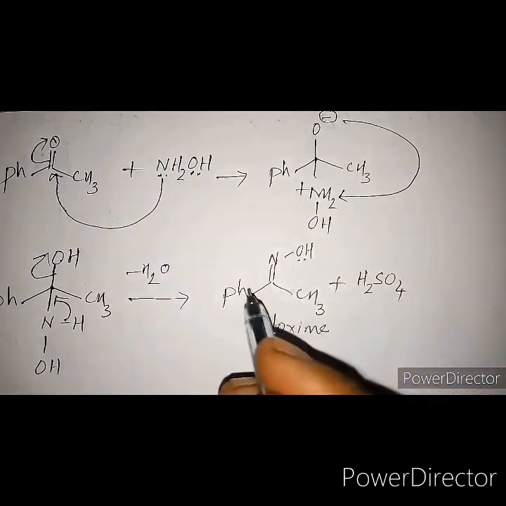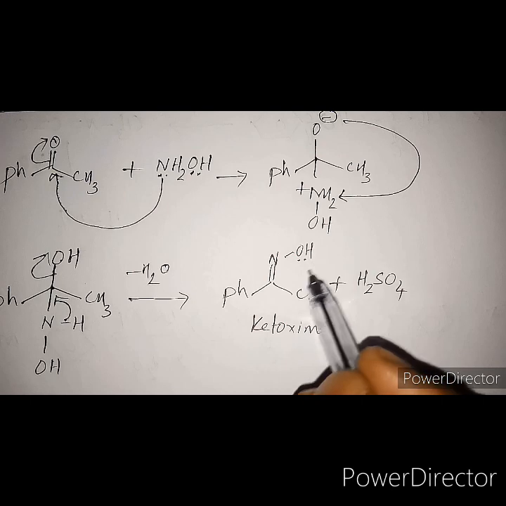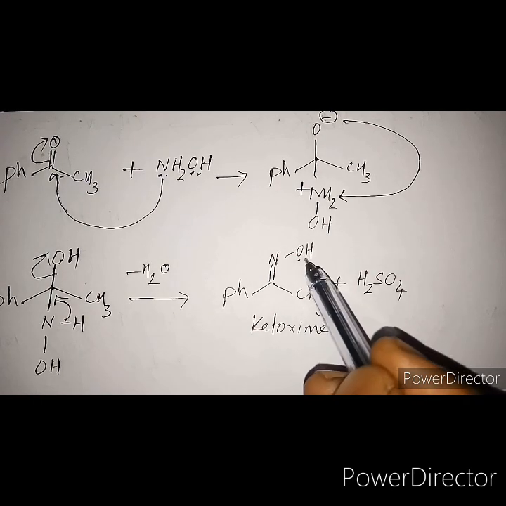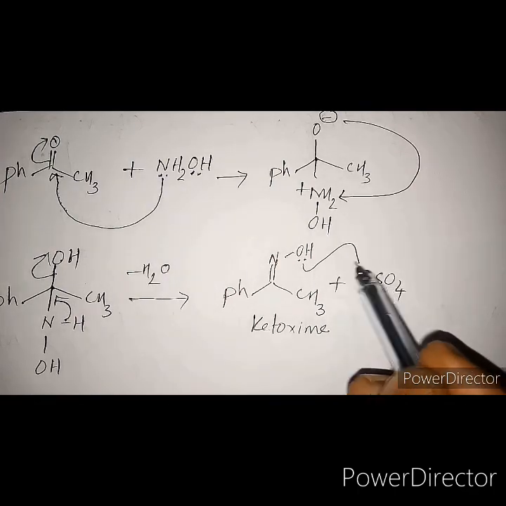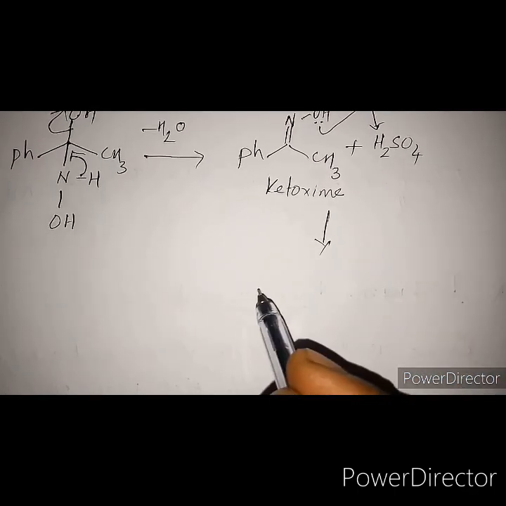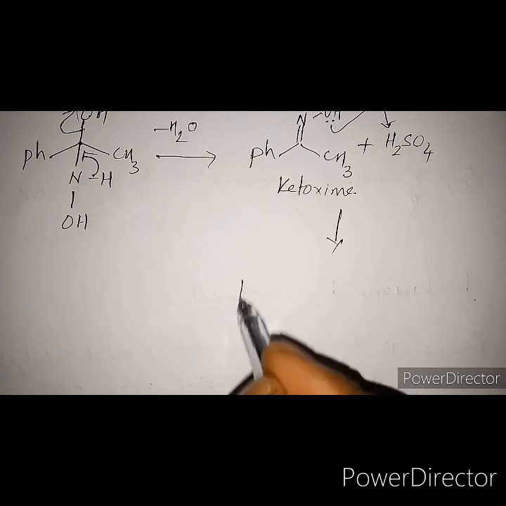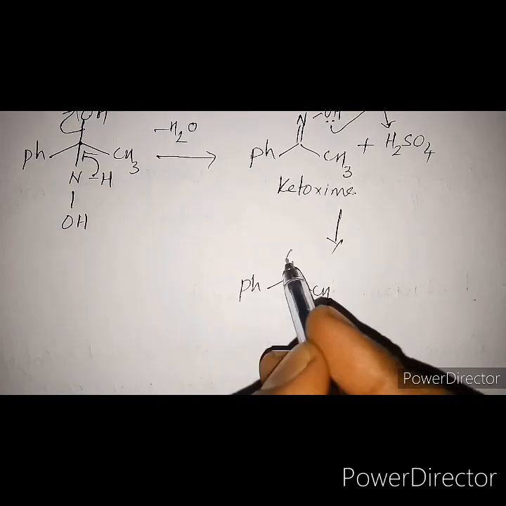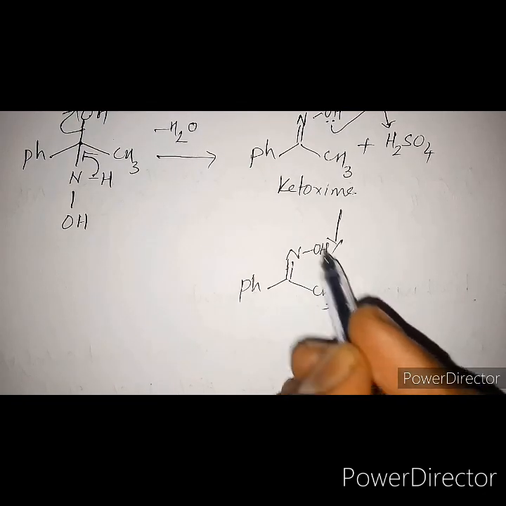Now the OH is a poor leaving group. In order to make it a good leaving group, this OH will be converted into OH2 plus. This will abstract a proton from the acid. So once it abstracts a proton from the acid, we will get CH3 double bond N OH2 plus.